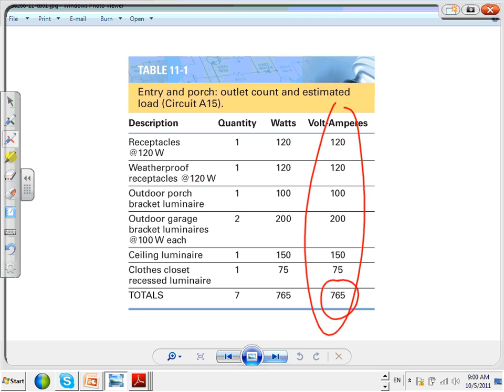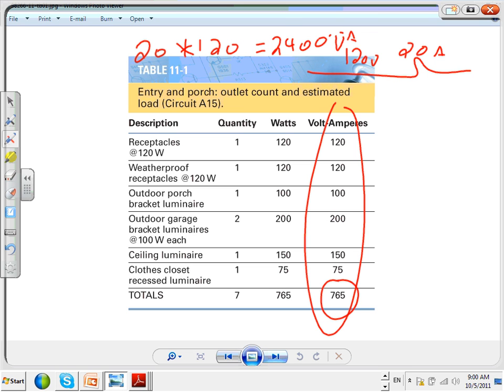It means if you have a 20 amp circuit, take this. Here's my 20 amp circuit at 120 volts. If I take my 20 amp multiplied by 120, what would that give me, guys? 2400 volt-amps. That's a non-continuous load, right? Did they do it right? 2400. And how much am I loading this circuit by? 765. So that's just to give you an idea that you're not overloading this circuit.